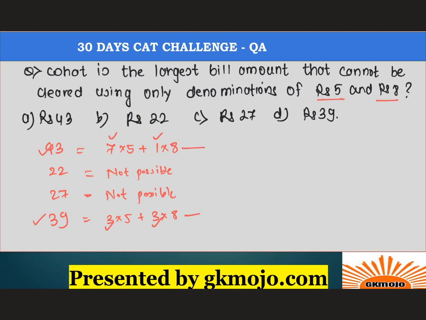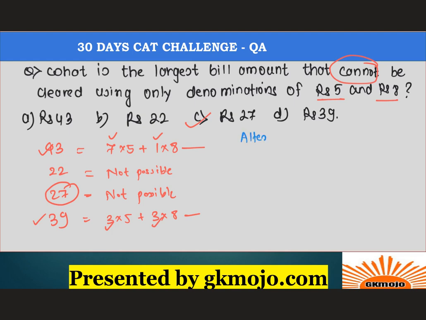Because what have they asked? Clearly read the question. Largest bill amount that cannot be paid, all right, out of the options given. So the largest bill amount that cannot be paid out of this option is 27. All right, so correct answer is option C. Now this was the conventional method, right?